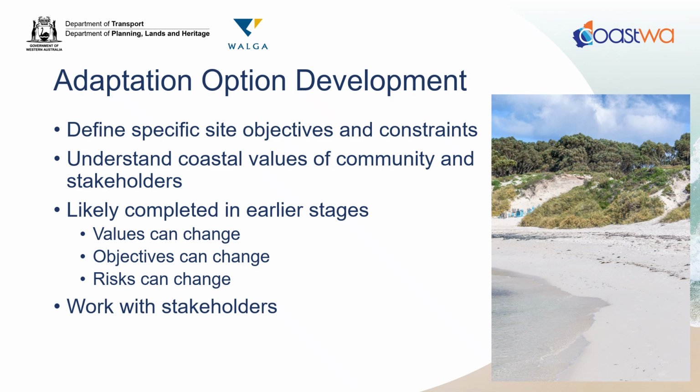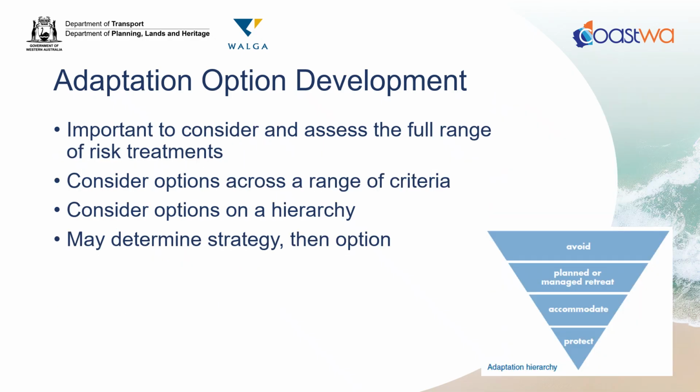So it's really important to work with the stakeholders through the process and identify any of these changes to determine the most appropriate adaptation option. In developing adaptation options, it's important to initially consider and assess a full range of risk treatments available to us. So we want to start really wide and consider all the possible options which there are. And then as we step our way through the process, we want to narrow those down to end up with a smaller range or short list of options which meet all our requirements.